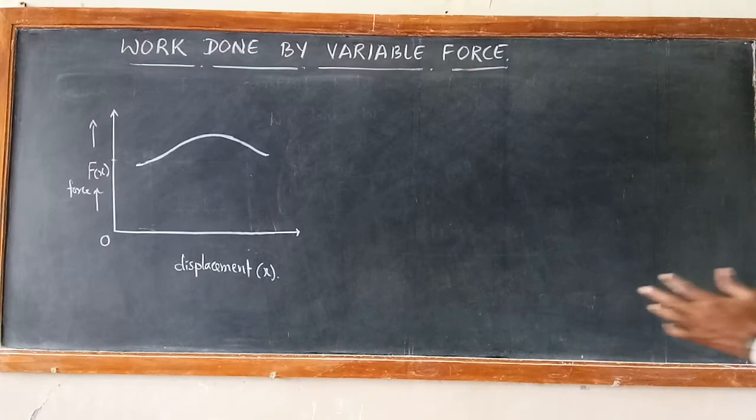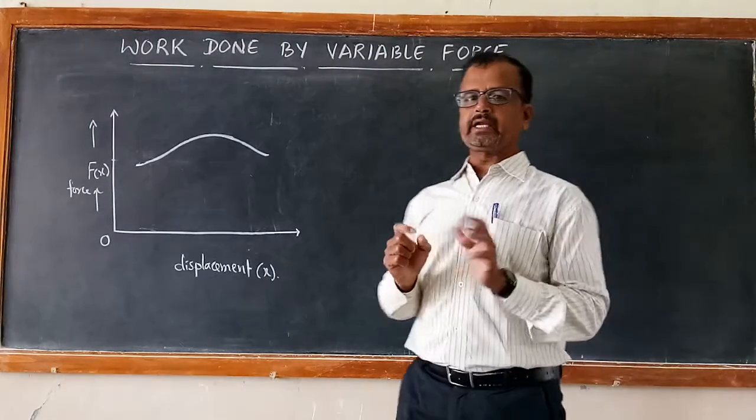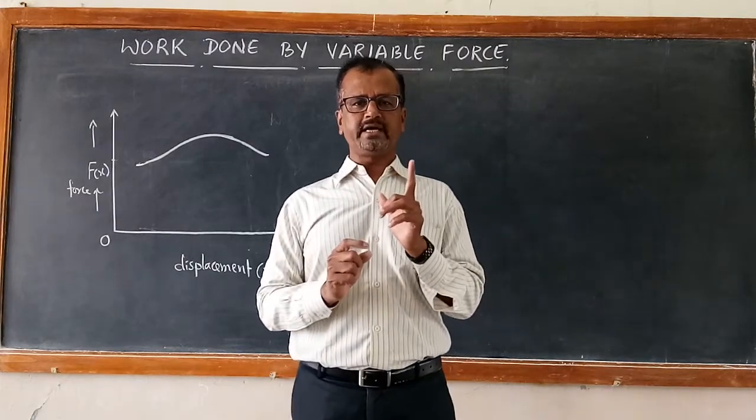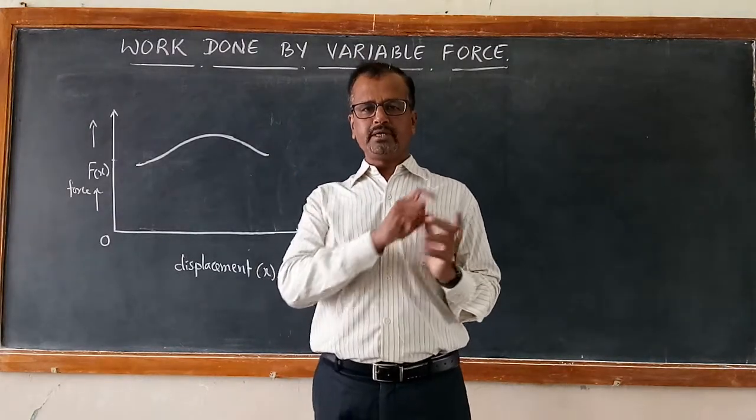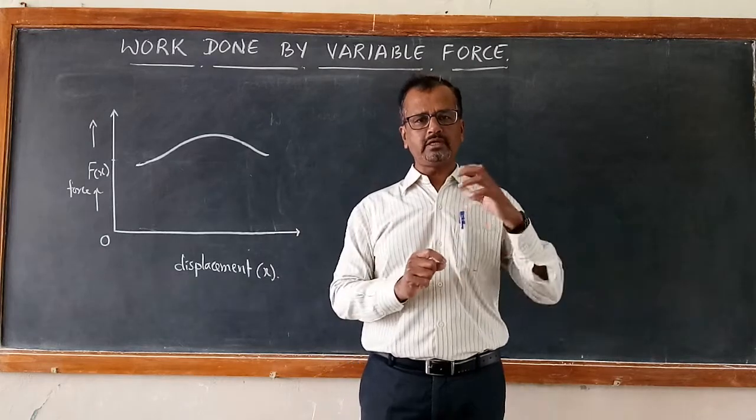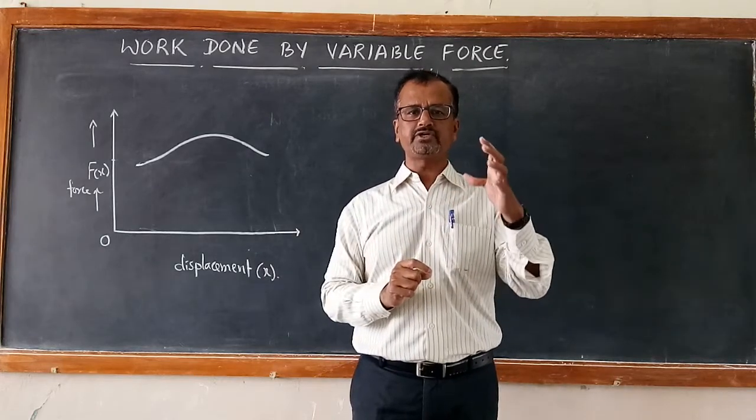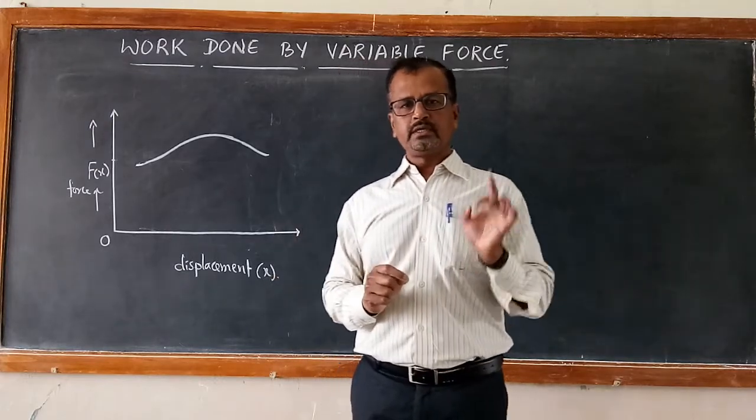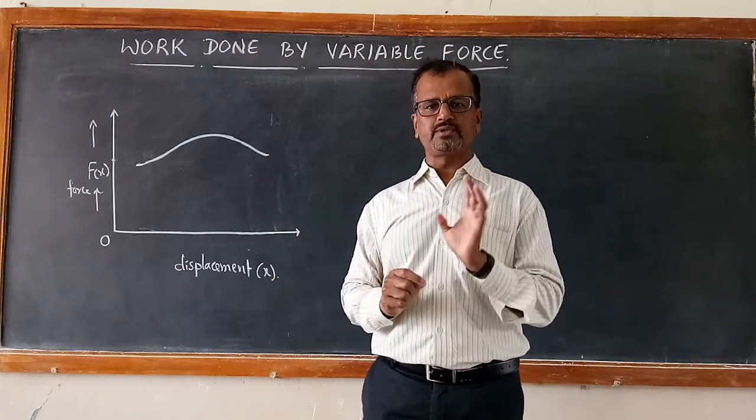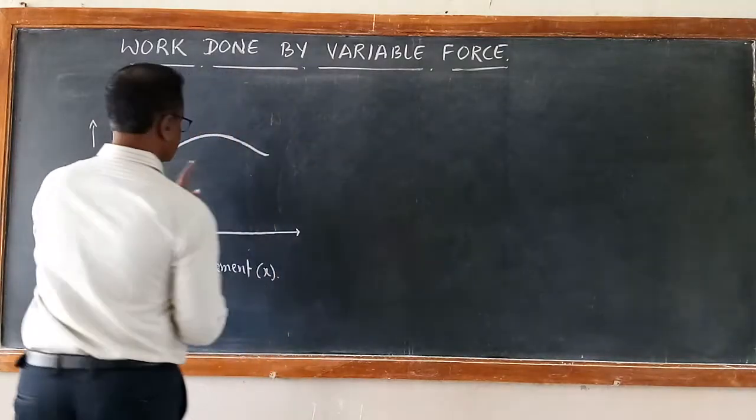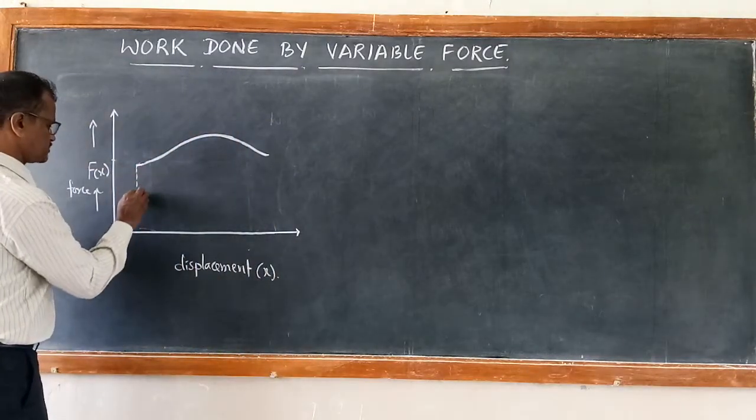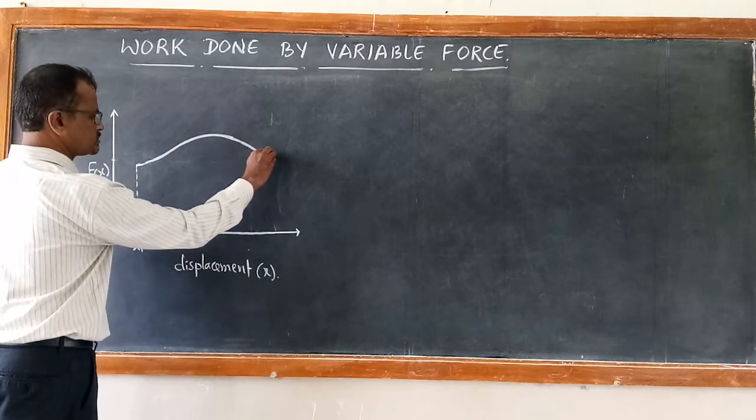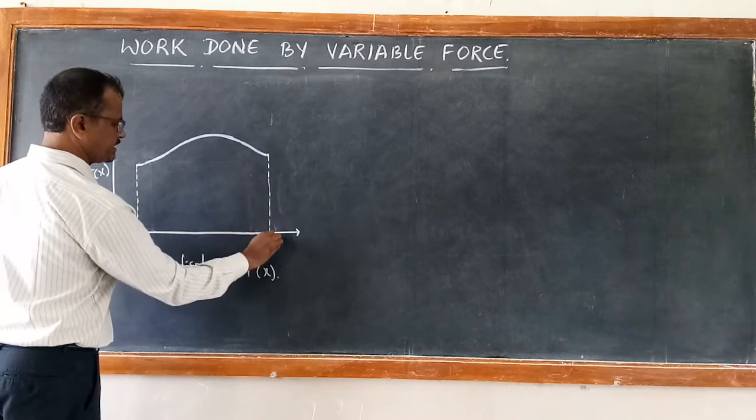Now let us consider there is a variable force acting on an object. Again the object moves from initial position xi to xf, but during its motion along the same line, along the same direction of applied force, the force is not constant. Suppose if we draw the graph of force versus displacement, we get such a graph. This corresponds to initial position xi and this corresponds to the final position xf.